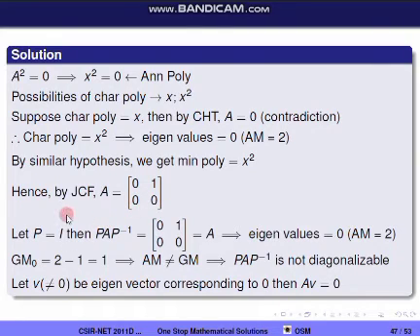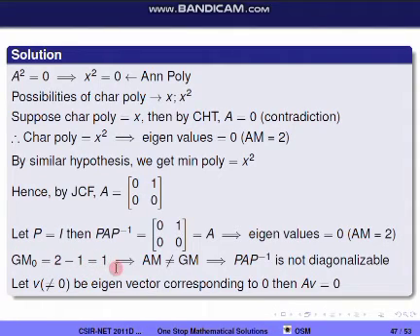They ask whether PAP inverse is diagonalizable. If I take P equal to I, we get PAP inverse equal to the matrix A itself, and A has eigenvalue 0 with algebraic multiplicity 2. For the matrix A to be diagonalizable, the algebraic multiplicity and geometric multiplicity should be the same. So I am checking the geometric multiplicity, that is equal to the order of the matrix minus the rank of the matrix, that is equal to 2 minus 1, which is equal to 1.